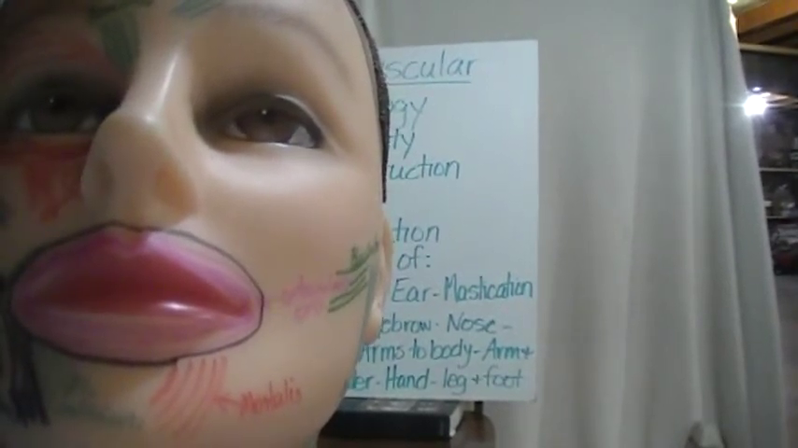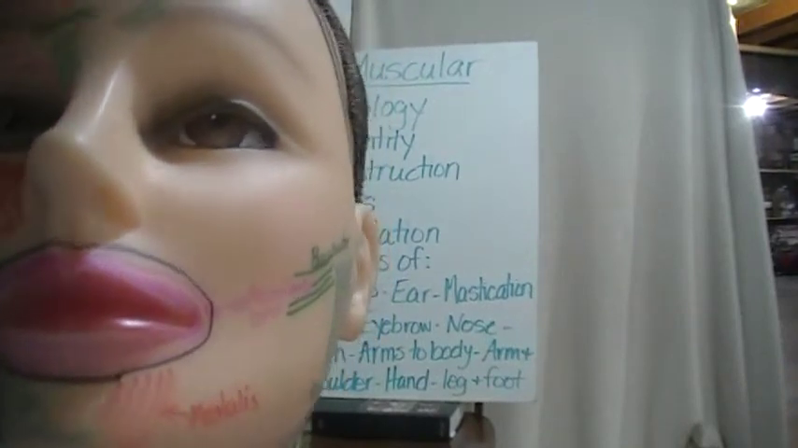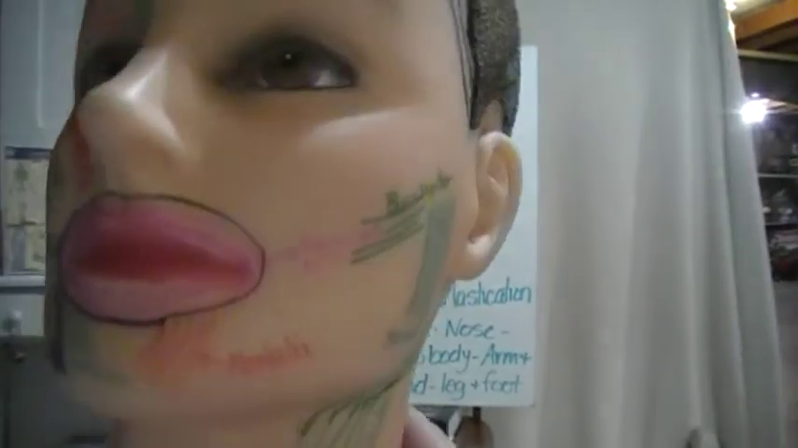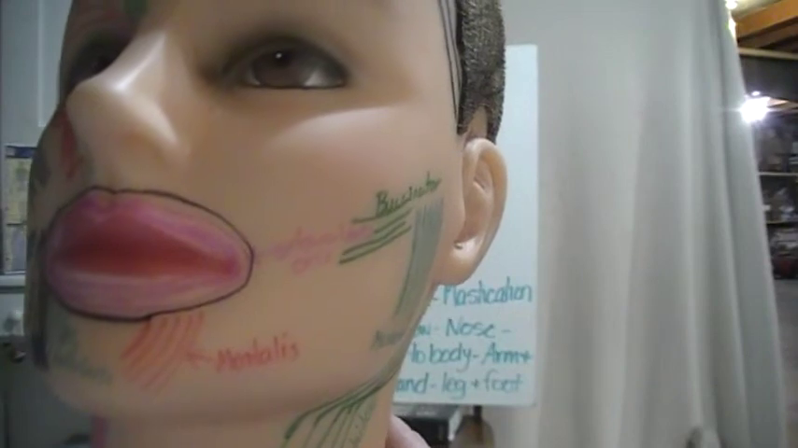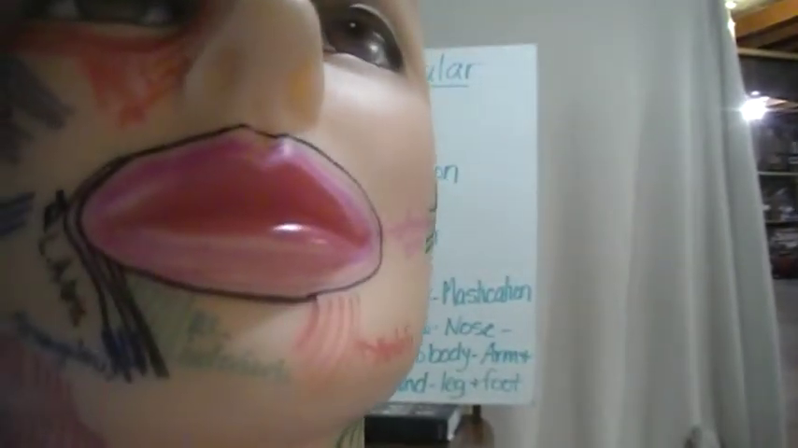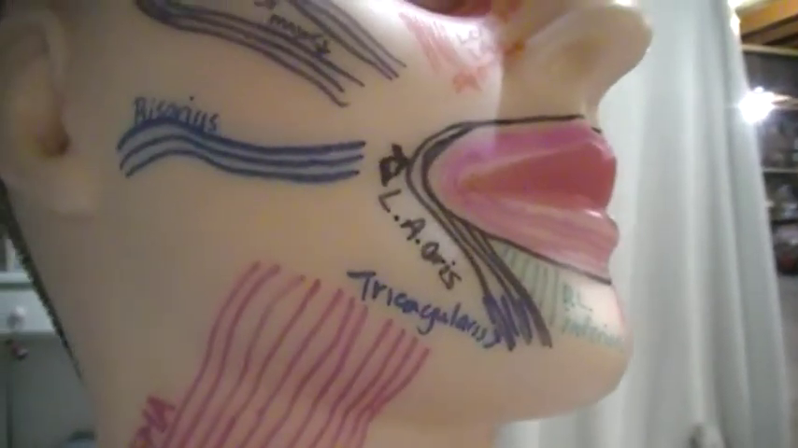Orbicularis oris muscle is the flat band around the upper and lower lips. It compresses, contracts, puckers, and wrinkles the lips. That's the pink that she's got around her mouth. Okay. Risorius draws the corner of the mouth out and back as in grinning. There it is. Kind of more up on the side.